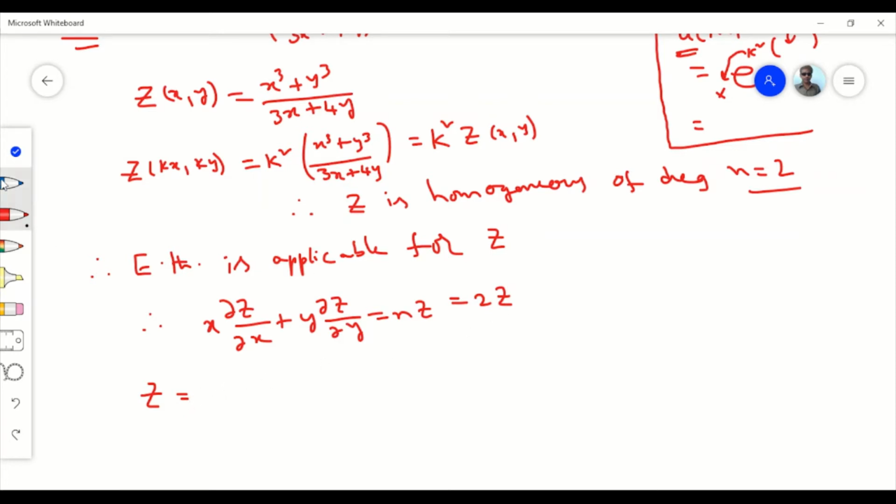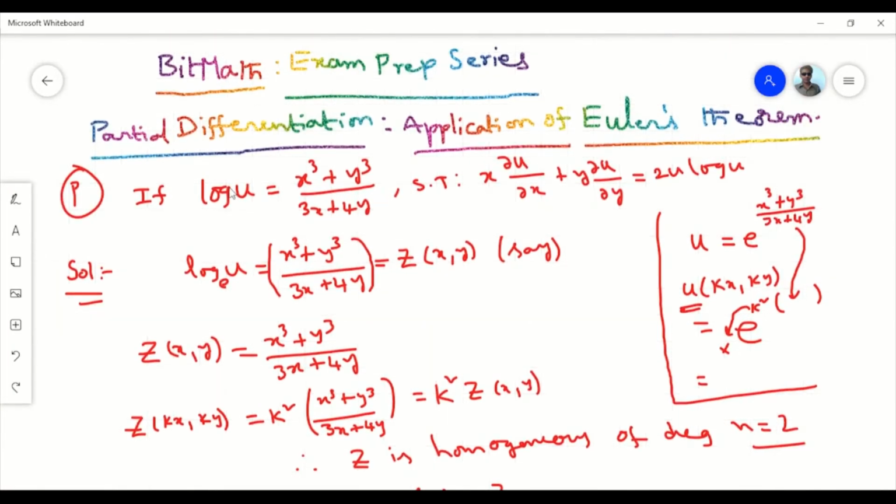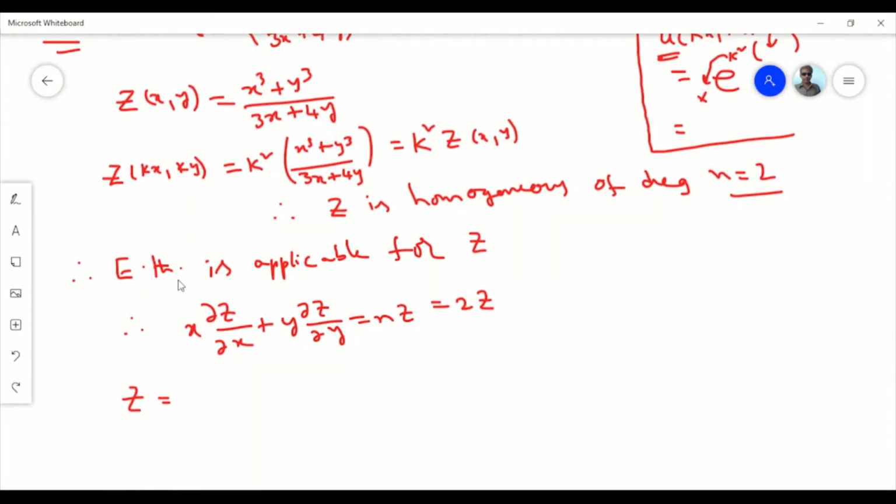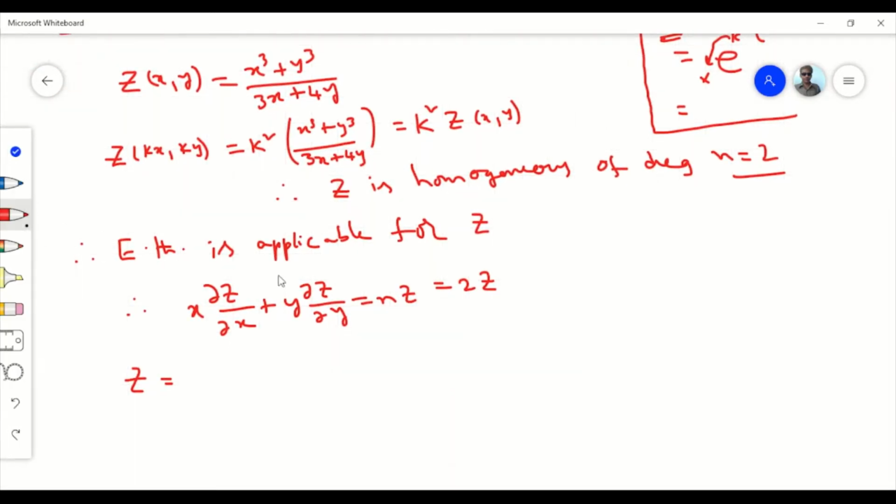But what you are asked to prove is x dou u by dou x plus y dou u by dou y equal to 2u log u. So here you have dou u by dou x and dou u by dou y, but we got everything in terms of z. Here dou z by dou x. But what is z in terms of u? It is log u, right? So therefore, we substitute z equal to log u back into this equation.